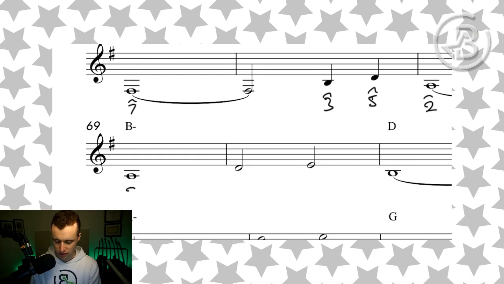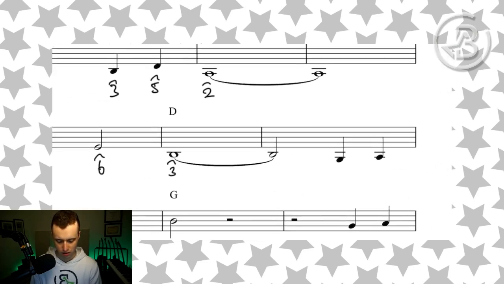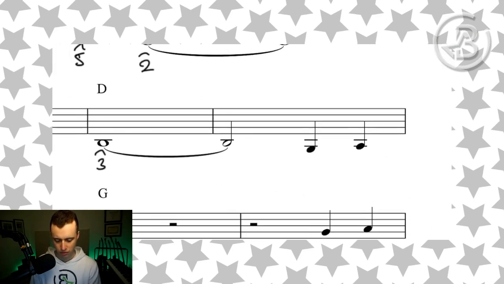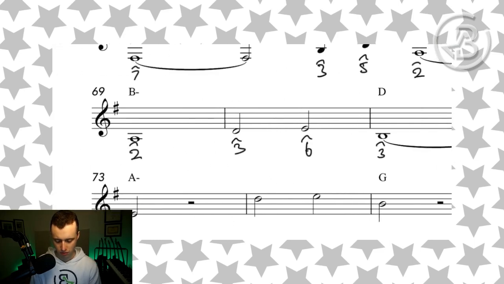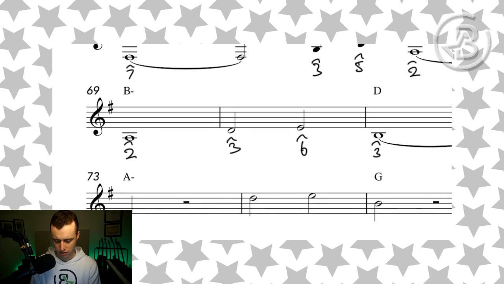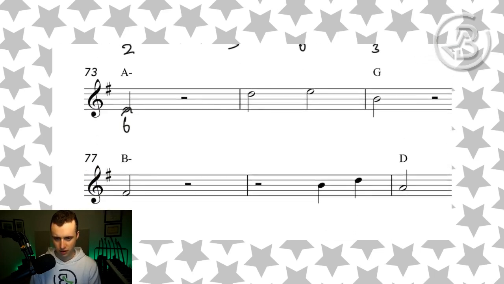B has the 2, 3, 6, 3. We have 1, 2, 2 and 6. That's measure 73, 6. Measure 74. 5, 6, 3.